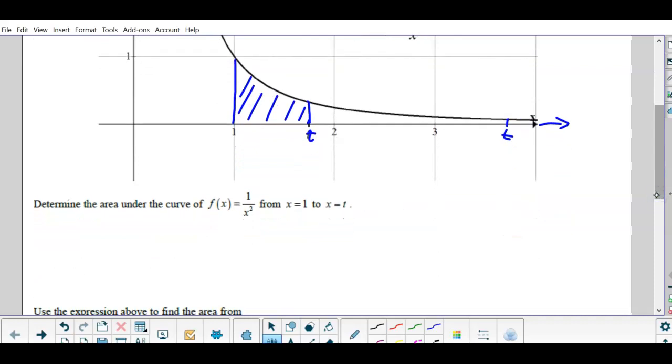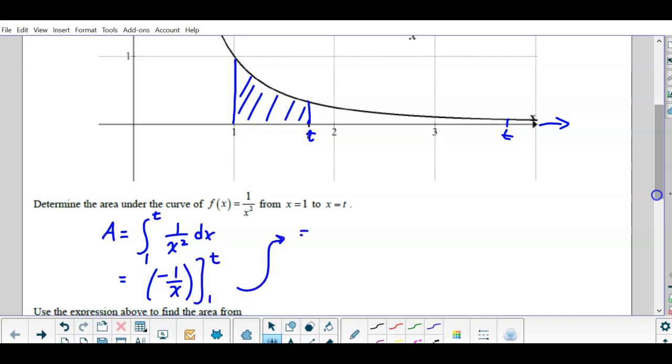The first part says determine the area under the curve from 1 to t. Because it's a positive function, the area will be the integral of 1 over x squared dx from x equals 1 to t. That's going to be negative 1 over x, from 1 to t. So that's negative 1 over t minus negative 1 over 1, which is really plus 1. So 1 minus 1 over t is how I would show that.